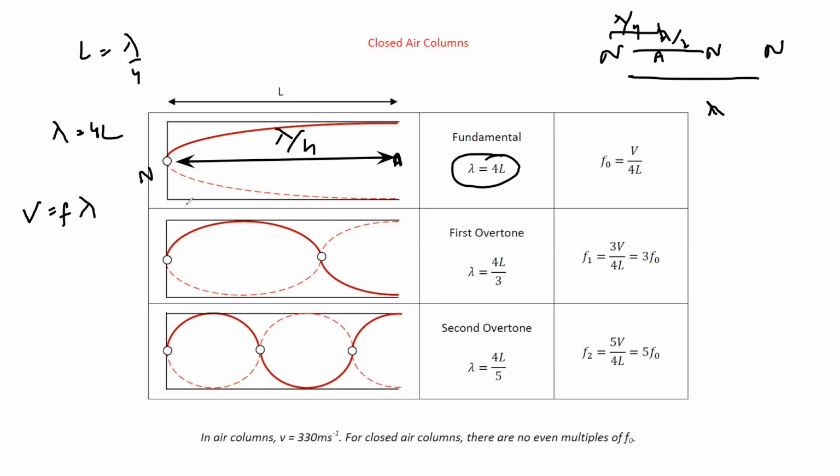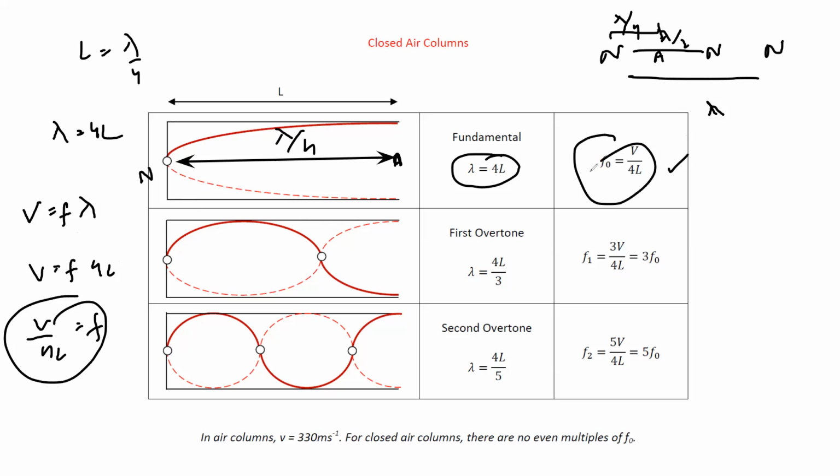So V is equal to F lambda. The lambda is 4L, so we can say V is equal to F into 4L, or V divided by 4L is equal to F. So that is the formula to calculate the fundamental frequency: the speed of the standing wave divided by 4 times the length. This will give us the frequency of this vibration.